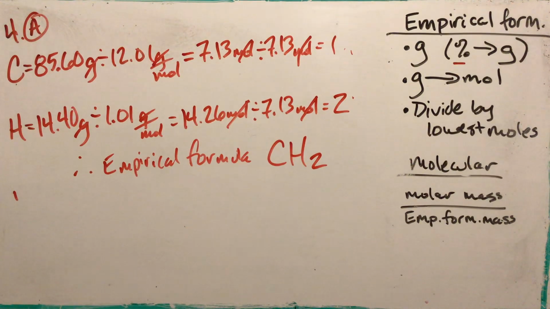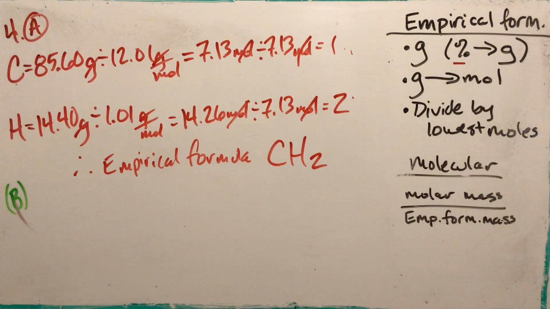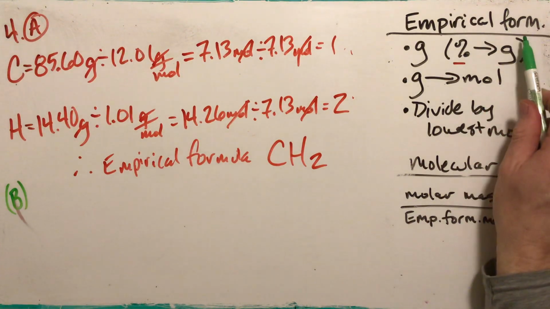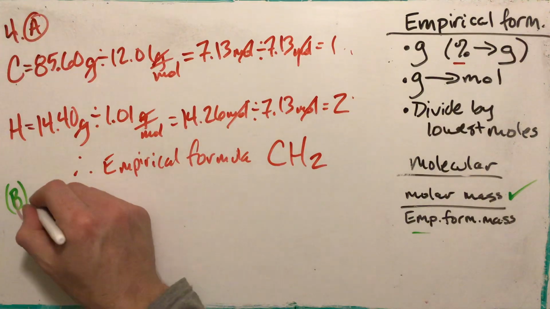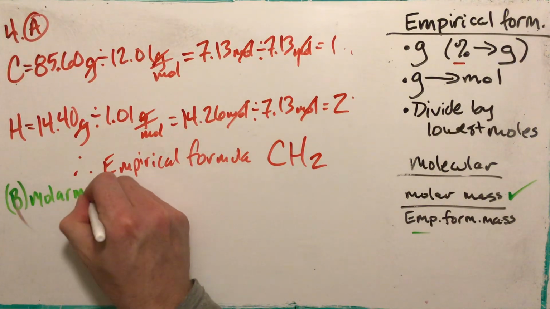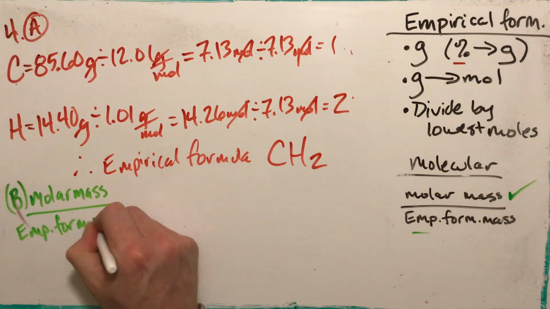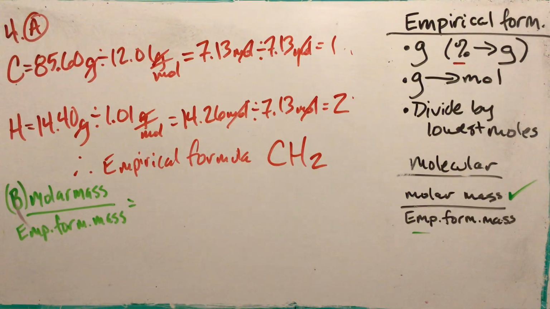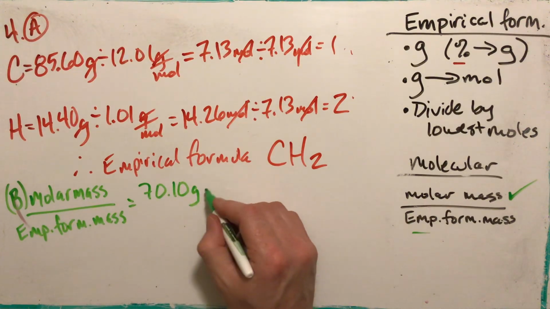I'll do B in a different color, so we don't blend the two answers together. B we'll do in green. So B, again, we just figured out the empirical formula. We want the molecular. This will always be given somewhere in the question, and we have to find this. But we can find that because we have this. All right? So molar mass divided by empirical formula mass. The molar mass given in the question was 70.10 grams per mole.